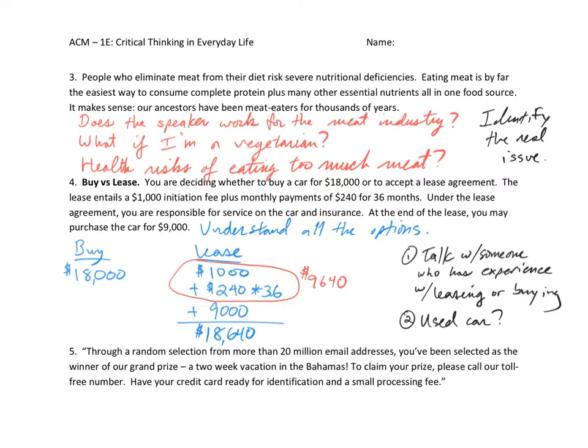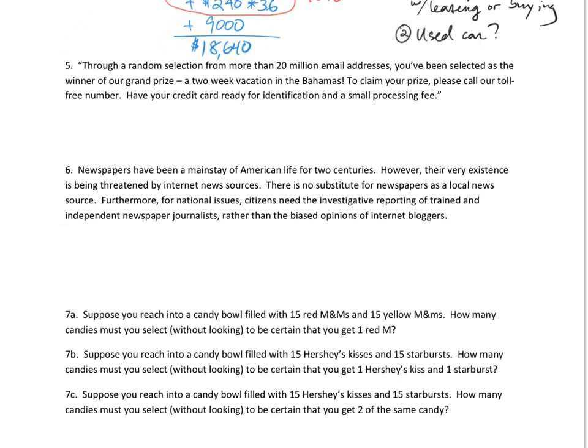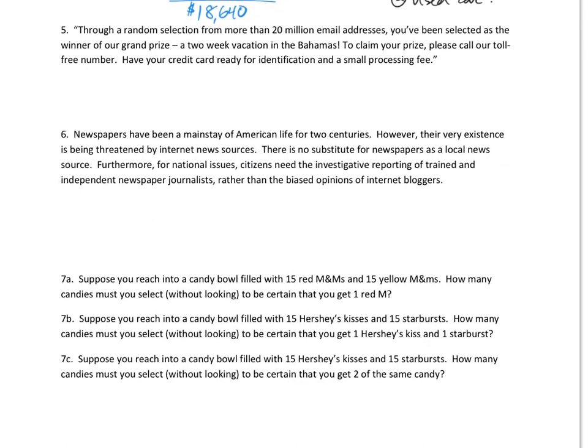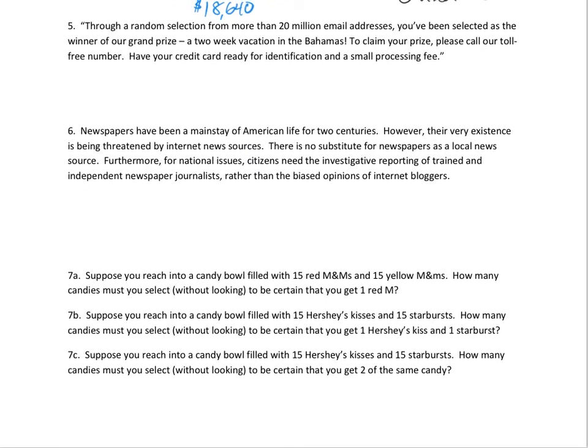All right, we have a couple more examples to get through on this slide. So example number 5 here. Through a random selection of more than 20 million email addresses, you've been selected as the winner of our grand prize, a 2-week vacation to the Bahamas. To claim your prize, please call our toll-free number. Have your credit card ready for identification and small processing fee. In this situation, you would want to be reading all the fine print.